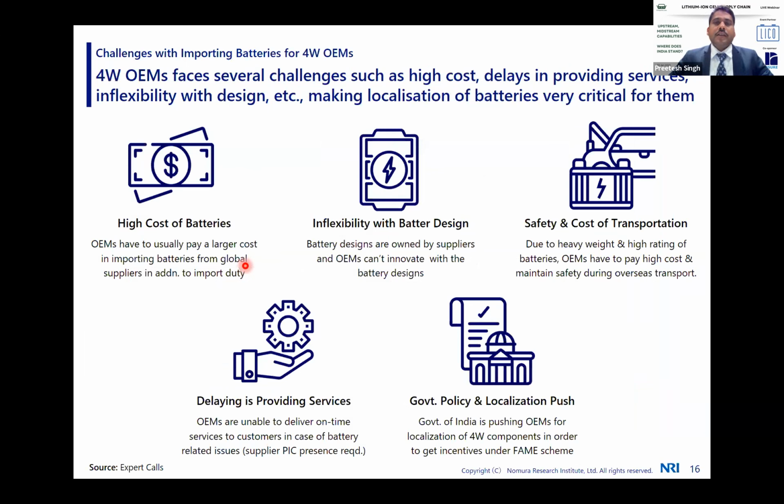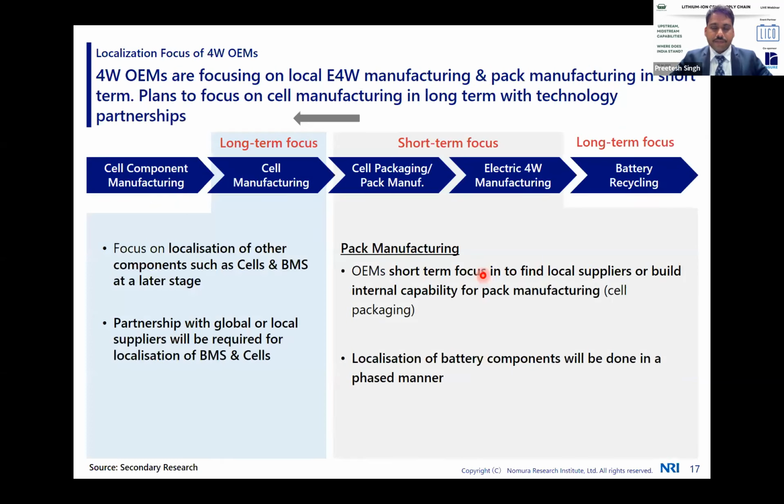cell manufacturing. Let's have a look at the challenges of, let's say, a passenger car OEM. What challenges are they facing with the current level of supply of batteries? If you look at the current supply of batteries, the challenges are mostly in terms of the very high cost of batteries, inflexibility with the battery design, safety and cost of transportation, delays in providing services, government policy and localization push. That has to be addressed.